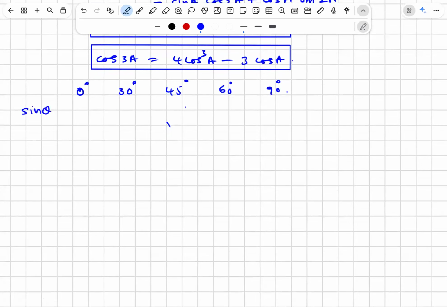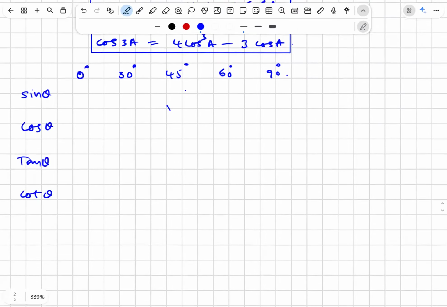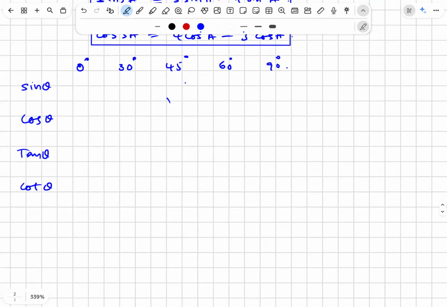What if it is sine theta? What if it is cos theta? What if it is tan theta? What if it is cot theta? What if it is secant theta, cosec theta? Sine theta: 0, sin 30 is 1 by 2, 1 by root 2, root 3 by 2, 1.